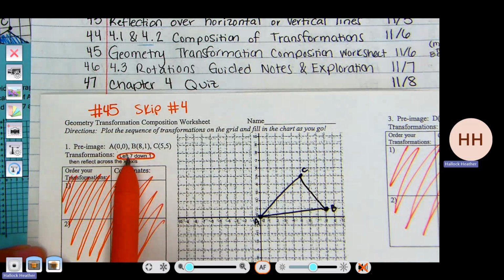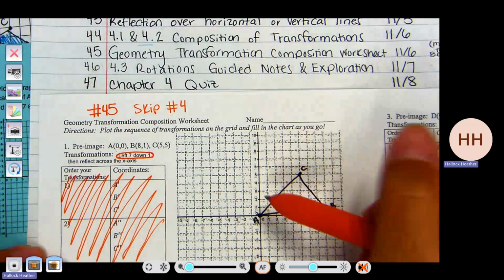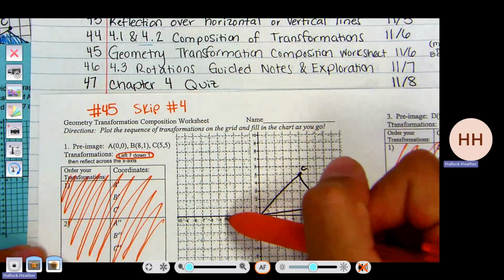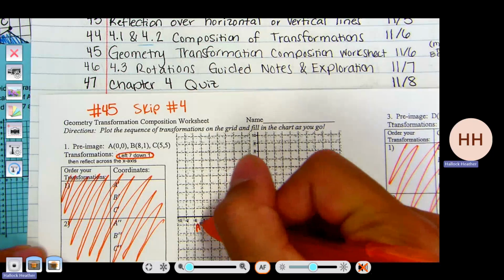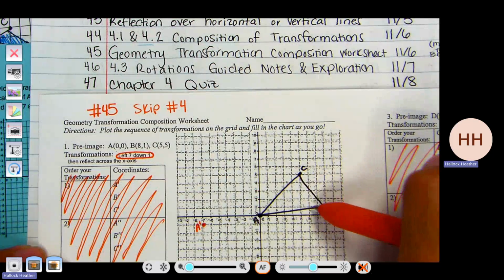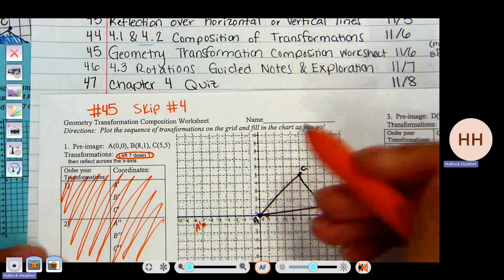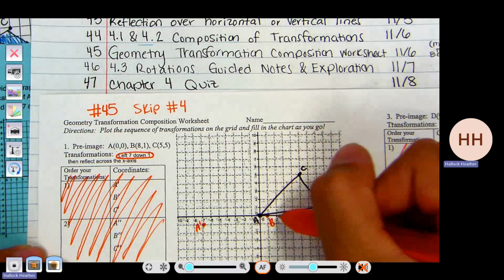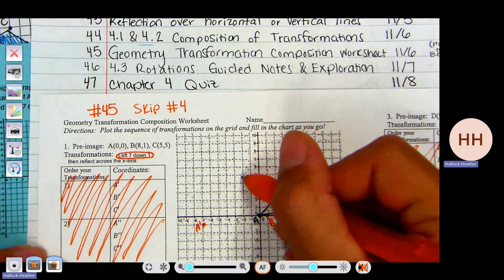So I'm going to take my triangle and I'm literally just going to count left 7 and down 1. So A, 1, 2, 3, 4, 5, 6, 7. So A ends up right here. B ends up 1, 2, 3, 4, 5, 6, 7, down 1. B prime, 1, 2, 3, 4, 5, 6, 7.